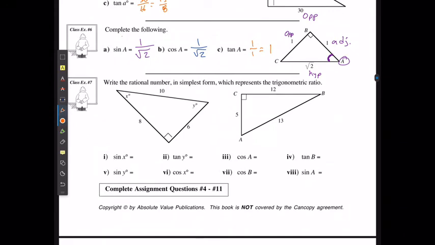So, all it really wants us to do at the end here is just write the rational number in simplest form, which represents the trigonometric ratio. And I just need to do it based on the correct angle. So if I'm looking at, for the first one, angle x, then sine is going to be my opposite divided by my hypotenuse.